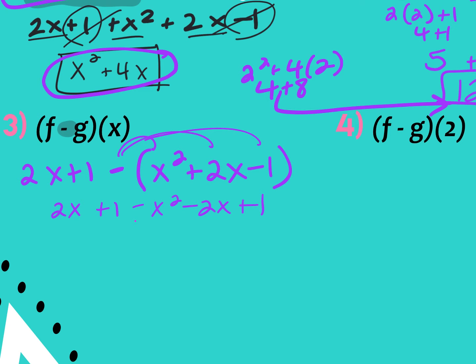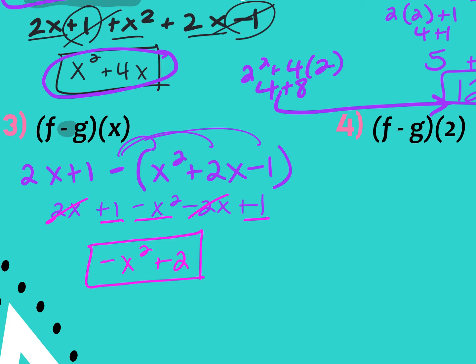Now we combine like terms. There's only one with a squared. It's negative x squared. A positive 2x and a negative 2x are going to cancel this time. Positive 1 and positive 1 gives me positive 2. So f minus g of x is that. No, you could keep it just like that.